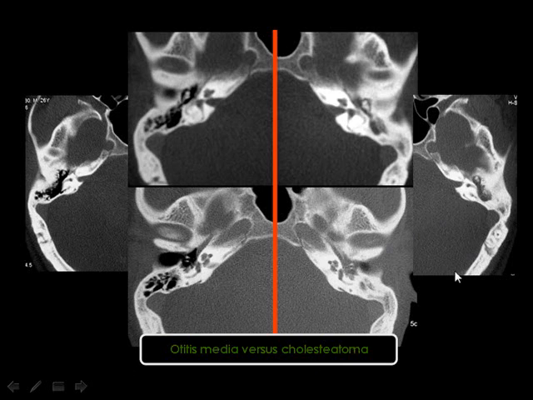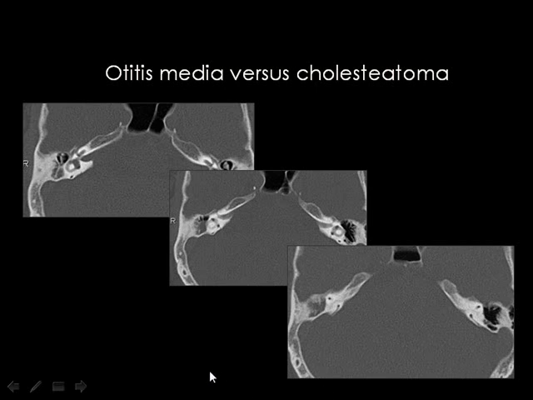Then at that time, you may depend on ossicular erosion and destruction of the walls of the middle ear cavity in order to suspect the possibility of cholesteatoma, because you know that both otitis media and cholesteatoma do not enhance with contrast material. Then if you look here, you can see inside the middle ear cavity, this area is aerated, but the mastoid antrum is opaque. And also you can see opacity here, and you can see opacity here.